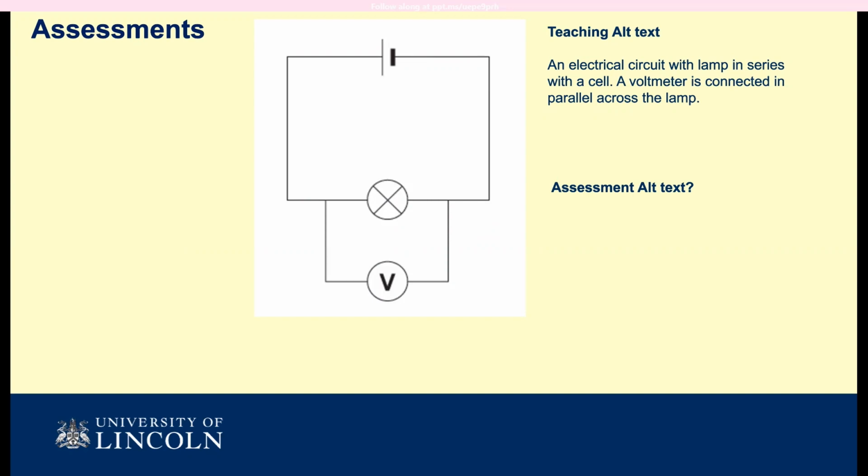So it might be that we have to say, there's a square, it's got a circle with a cross in it. And around that circle with the cross, there's a V in a circle. There's one vertical line at the top next to a shorter line at the top. So our students need the alt text, but the challenge for us now is producing alt text which the students still need to interpret in order to be able to do the assessment.